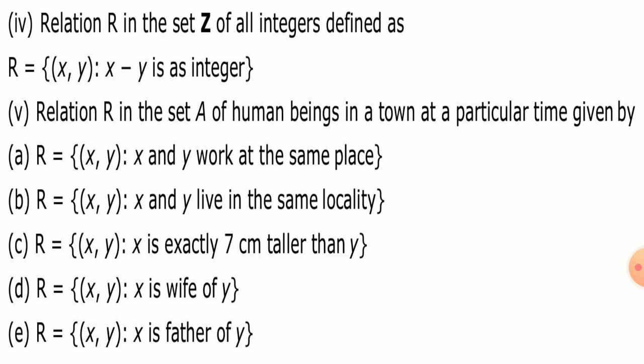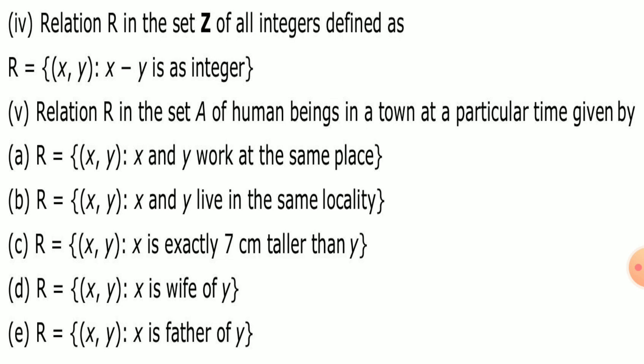Next, the symmetric relation. For every (x,y) belonging to R, x minus y is an integer. Therefore minus (x minus y), that is y minus x, is an integer. So therefore (y,x) belongs to R, and R is a symmetric relation.